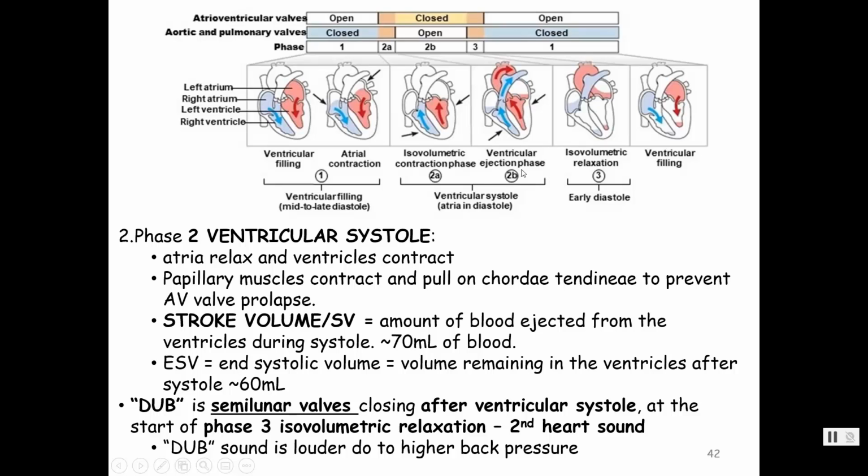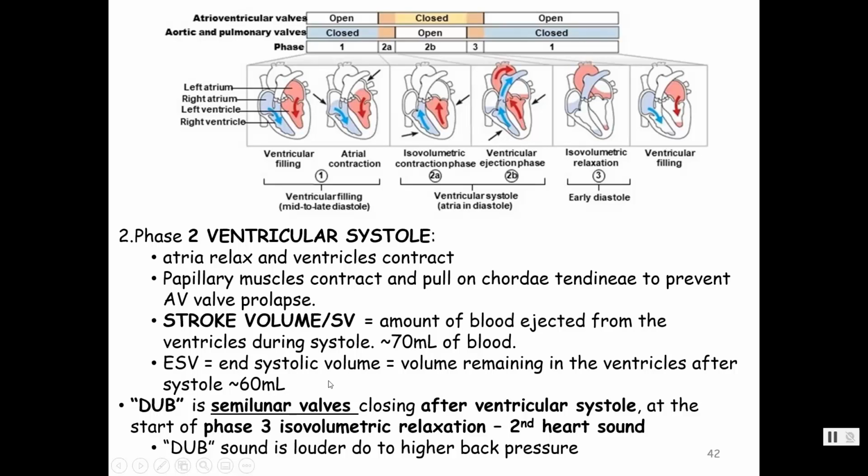So ventricular ejection phase. What leaves the heart per beat, so the amount of blood ejected from the ventricles during systole, one heartbeat, is 70 milliliters of blood, and that is called the stroke volume. So think of each beat as a stroke. So the stroke volume, 70 mils. What is remaining after ventricular systole, so after ejection, is called the end systolic volume. And so that's going to be about 60 mils. So the volume remaining in the ventricles after systole.